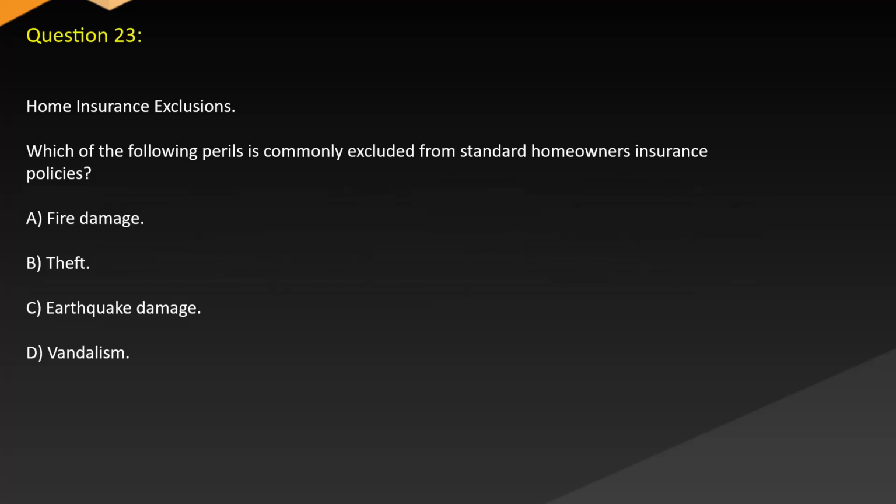Question 23. Home insurance exclusions. Which of the following perils is commonly excluded from standard homeowners insurance policies? A. Fire damage. B. Theft. C. Earthquake damage. D. Vandalism.